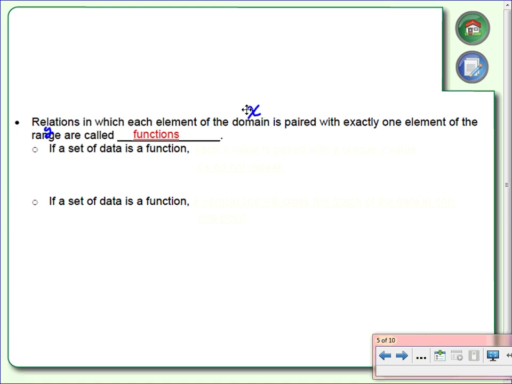Okay, right below that, if a set of data is a function, each X value is paired with a unique Y value, which is basically saying the same thing I just said there. In other words, the X's don't repeat.